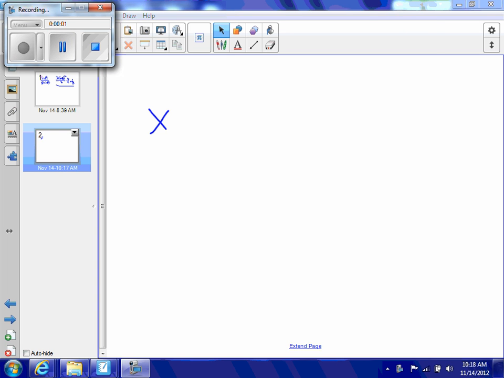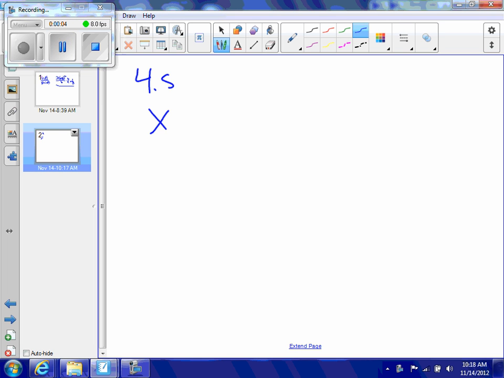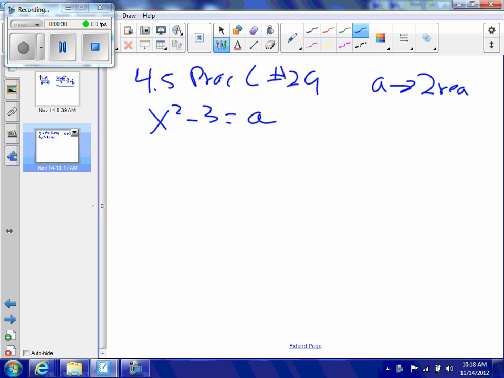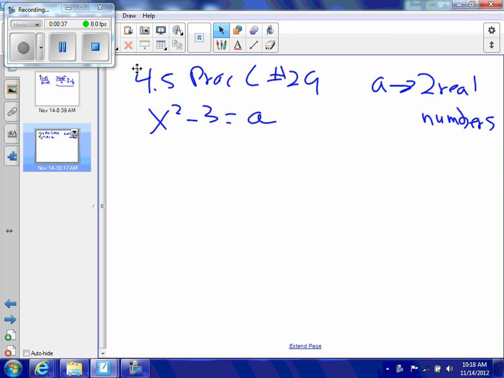Okay, so this is number 29, section 4.5, practice C number 29, and the problem is x squared minus 3 equals a. I'm supposed to find the values for a for which the equation has two real number solutions. So I want the solutions to be two real numbers. Anybody got any ideas on this one?